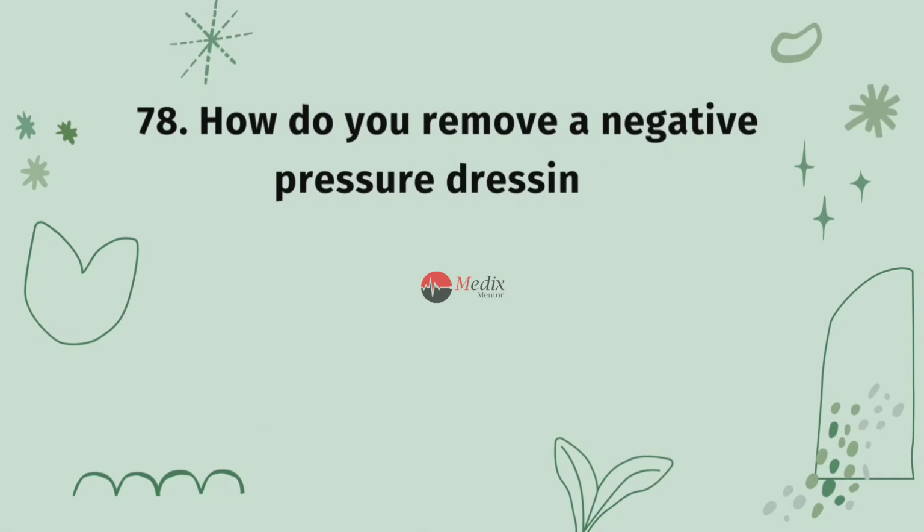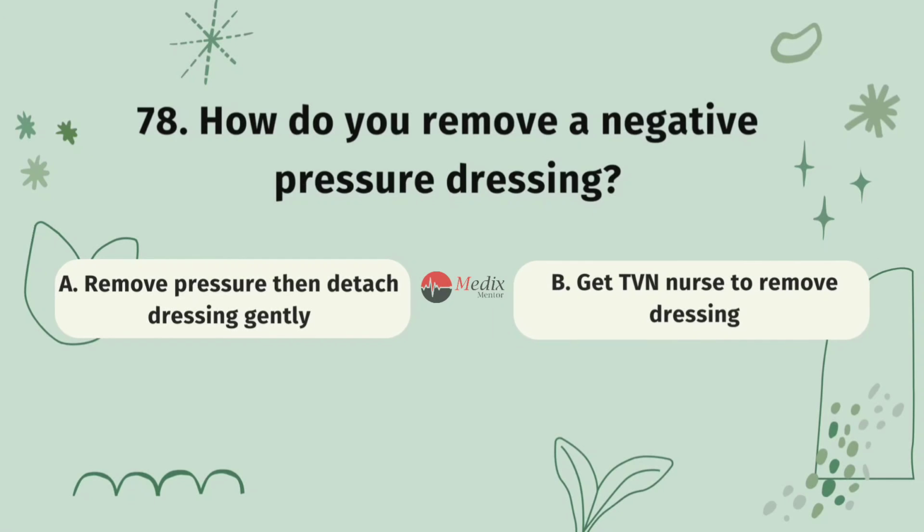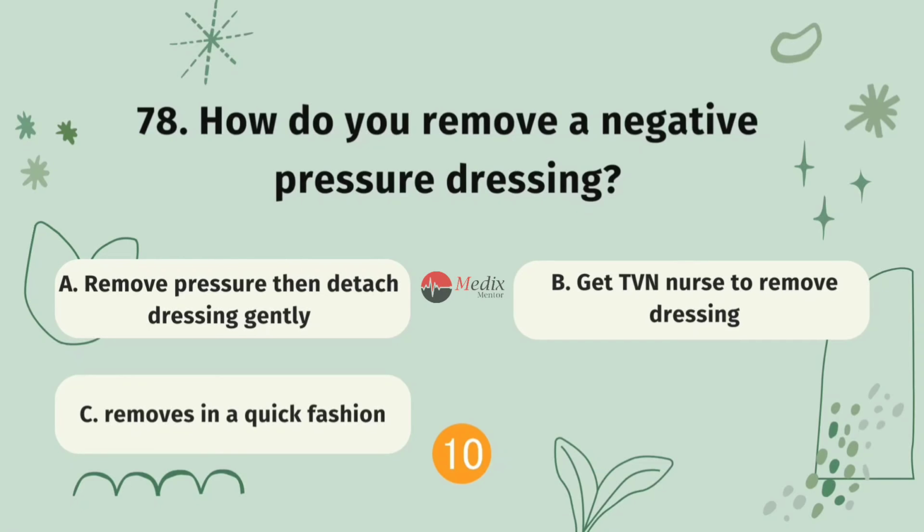Question 78. How do you remove a negative pressure dressing? Option A, remove pressure, then detach dressing gently. Option B, get TV and nurse to remove dressing. Option C, remove it in a quick fashion. The correct answer is A.